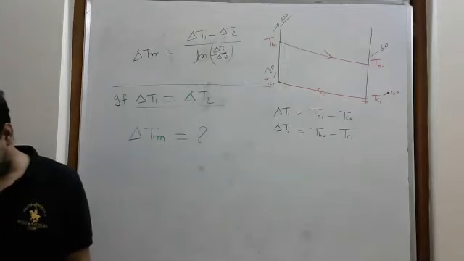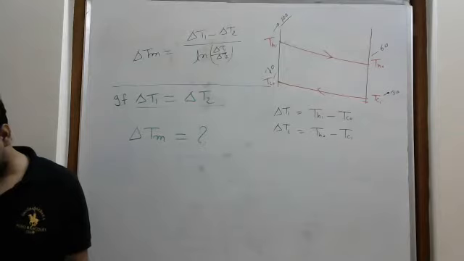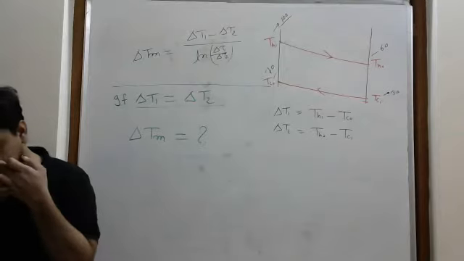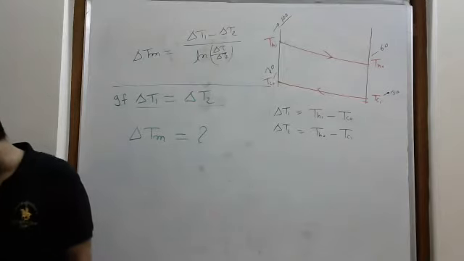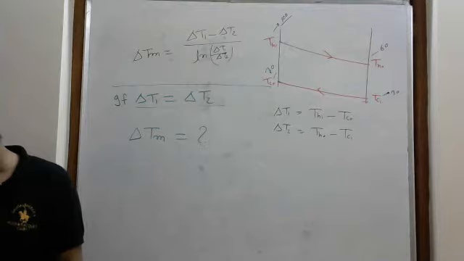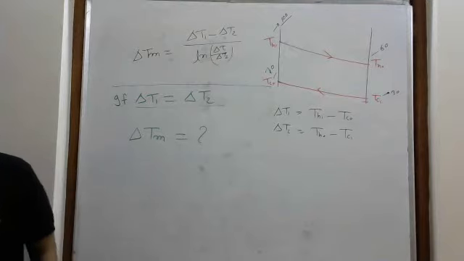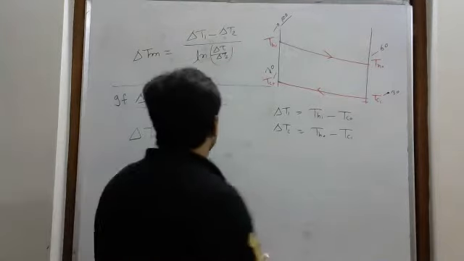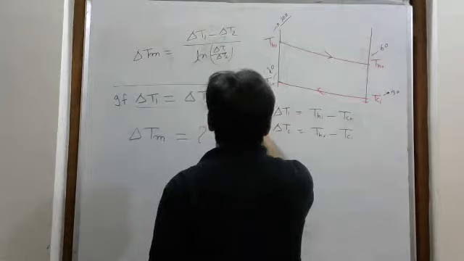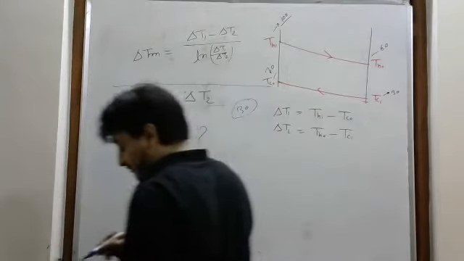Four people replied as 0, one replied 30. The remaining are sitting. Very good. So actually the answer is 30. Answer is 30. Why?